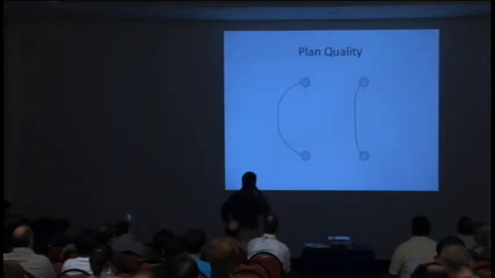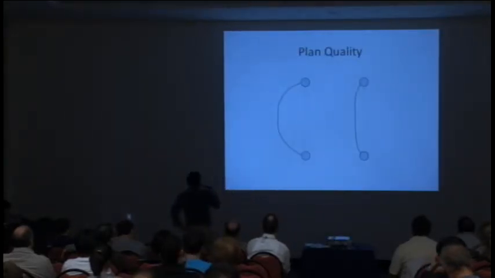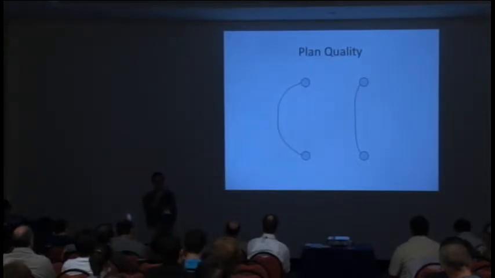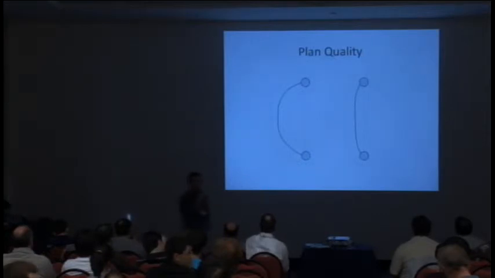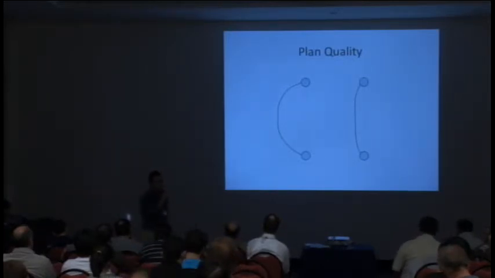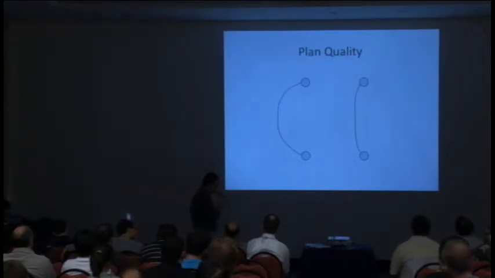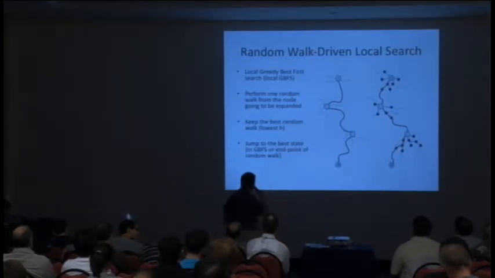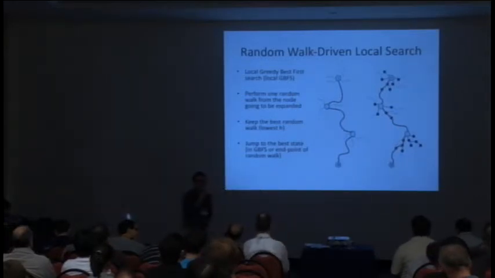So another problem that I mentioned is that these post-processing techniques improve the solution locally. So this picture illustrates that thing. If you don't have a better plan in your neighborhood, you cannot get it using a technique like planned neighborhood graph search. So you should be more careful when you search for the solution. So we decided to use a more systematic approach in the local neighborhood.